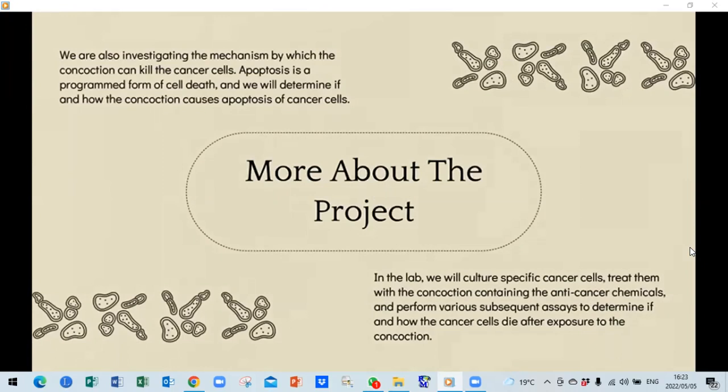Apoptosis is a programmed form of cell death, and we will determine if and how the concoction causes apoptosis of cancer cells. How do we go about testing if this concoction works on cancer cells? In the lab, we'll culture specific cancer cells, such as CACO2 cells, treat them with the concoction containing the anti-cancer chemicals, and perform various subsequent assays to determine if and how the cancer cells die after exposure to the concoction.